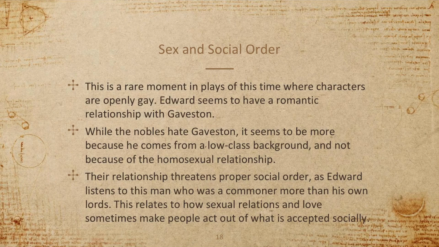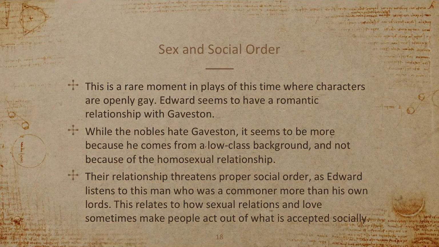Sex and the social order is another important set of themes. So this is a rare moment in plays of this time where characters were openly gay. Edward seems to have a romantic relationship with Gaveston, and whilst the nobles hate Gaveston, it seems to be more because he comes from a lower class background and not so much because of the homosexual relationship that he and Edward have. Their relationship also threatens proper social order, as Edward listens to this man who is a commoner more than his own lords and certainly more than his own wife. And this relates to how sexual relations and love sometimes make people act out of what is accepted socially.